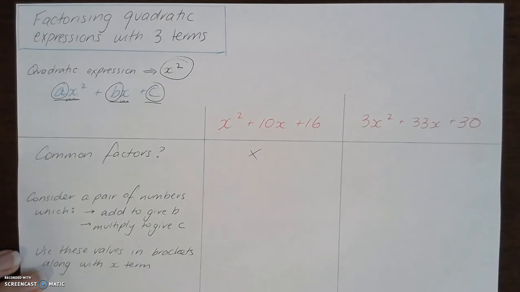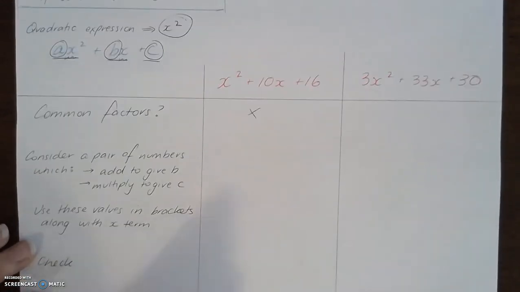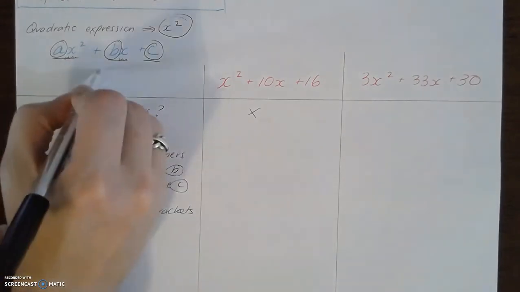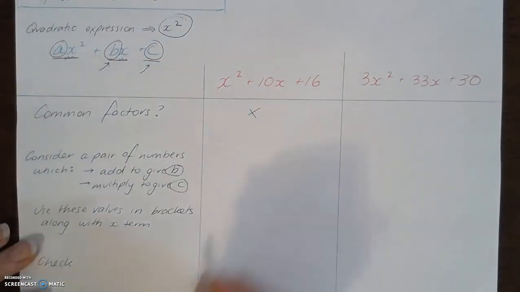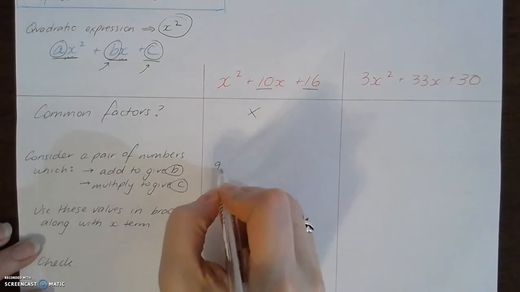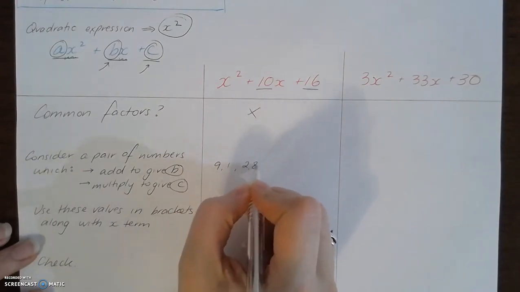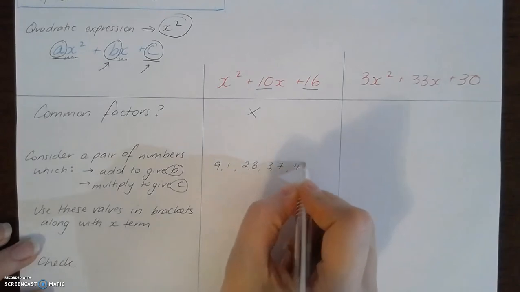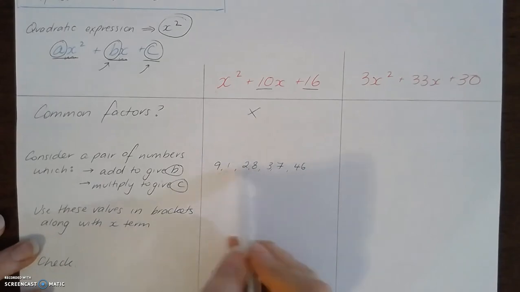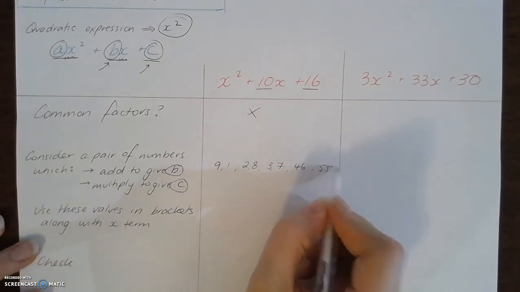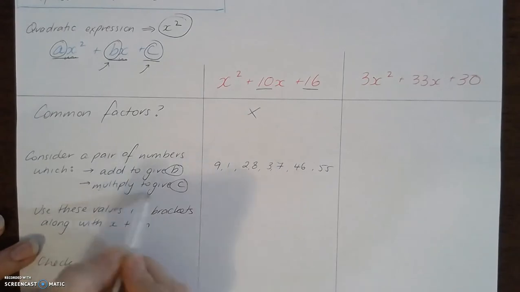So the next thing we need to consider is what pair of numbers add to give b and multiply to give c, remembering that b belongs here and c is here. So b in our case is 10 and c in our case is 16. So let's think about some numbers that add together to give 10. You can do 1 and 9, 2 and 8, 3 and 7, 4 and 6, etc. But you need to start to recognize which pair of numbers here, and we can go 5 and 5 as well, multiply to give 16.